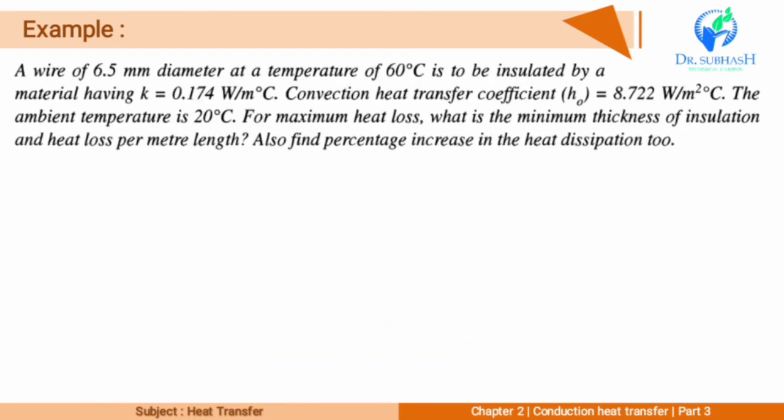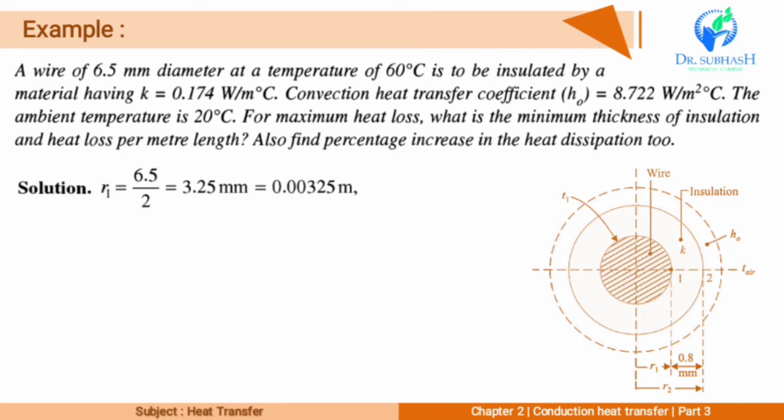Take another example, and here is the given data. A wire of 6.5 mm diameter at a temperature of 60 degrees centigrade is to be insulated by a material having thermal conductivity K equal to 0.174 watt per meter degree centigrade. Convection heat transfer coefficient Ho is equal to 8.722 watt per meter square degree centigrade. The ambient temperature is 20 degrees centigrade. For the maximum heat loss, what is the minimum thickness of insulation and the heat loss per meter length? Also find the percentage increase in the heat dissipation.